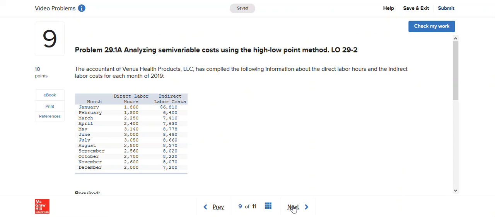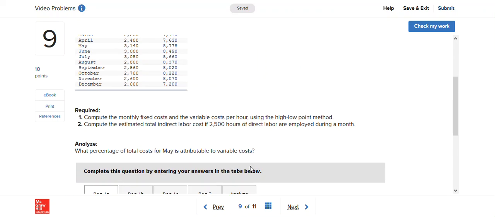This one says the accountant of Venus Health Products has compiled the following information about direct labor hours and indirect labor costs for the month. So we've got some direct labor hours and indirect labor costs, and we're doing the high-low method in this one. Requirement 1 says compute the monthly fixed cost and variable cost per hour using the high-low point method. And then we're to compute the estimated total indirect labor cost if 2,500 hours of direct labor are employed during the month.